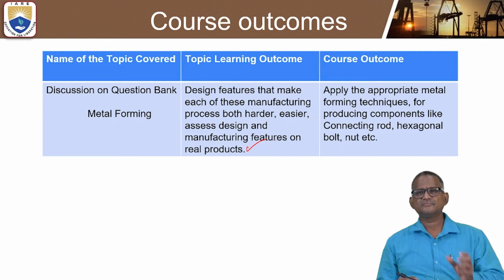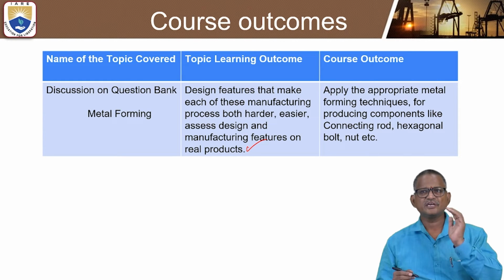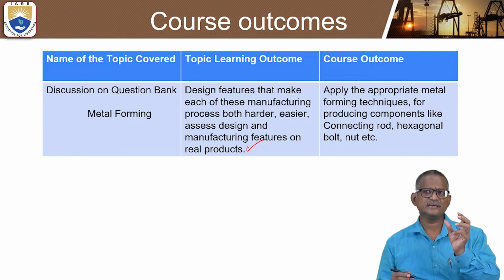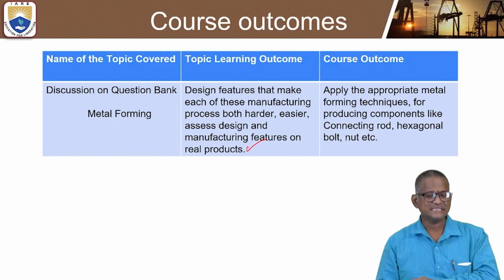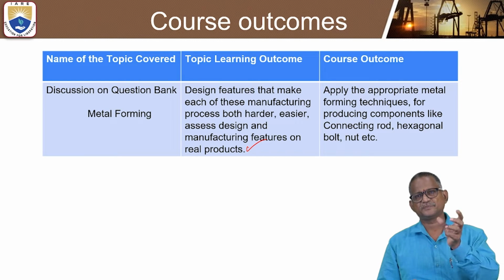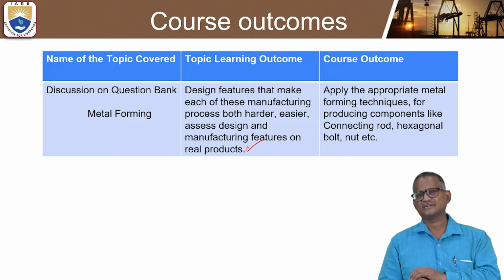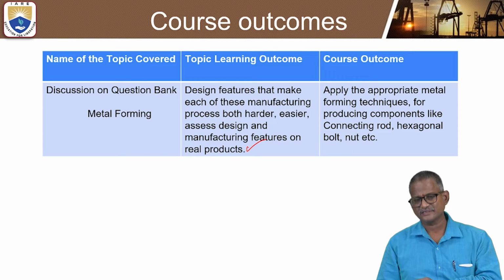After completion of this course, a student will be able to get the knowledge and apply the appropriate metal forming techniques for producing components like connecting rod, hexagonal bolt, nut and spanner, and adjustable wrench. All these products they can make by applying this manufacturing process.